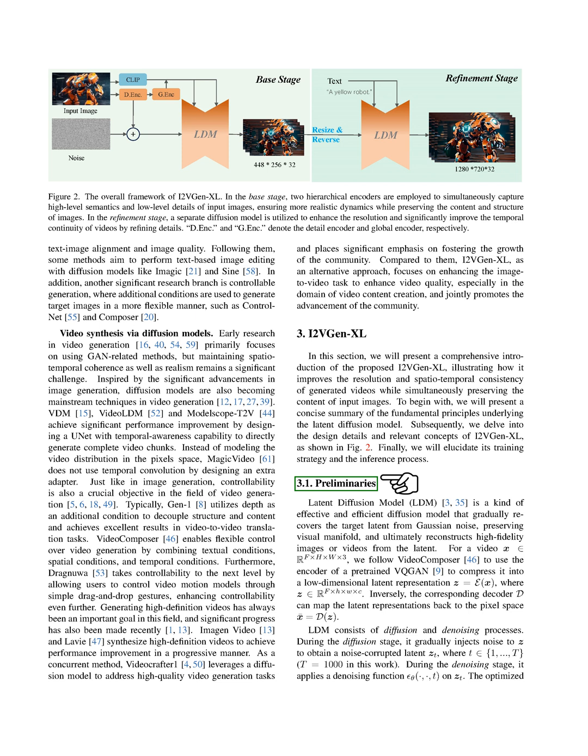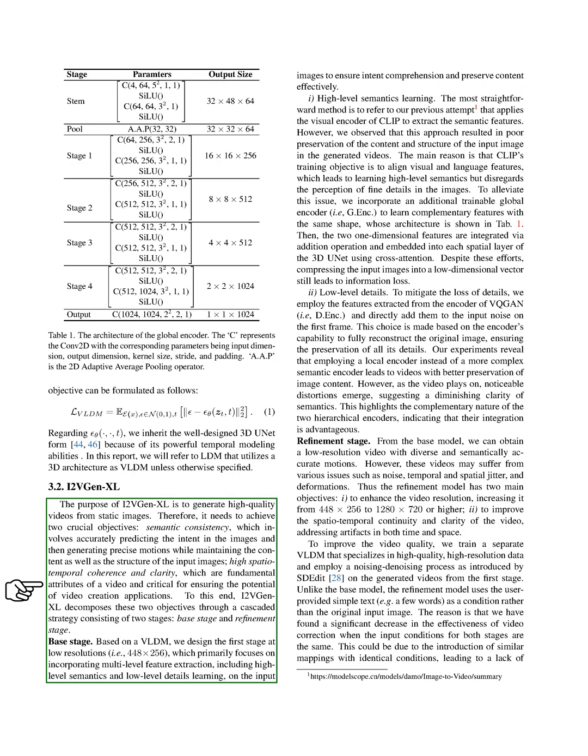The goal of I2VGen-XL is to generate high-quality videos from static images. It aims to achieve two key objectives: semantic consistency, which involves accurately predicting the intent in the images and then generating precise motions while maintaining the content and structure of the input images, and high spatio-temporal coherence and clarity, which are fundamental attributes of a video and critical for ensuring the potential of video creation applications. To achieve these objectives, I2VGen-XL uses a two-stage strategy: a base stage and a refinement stage.